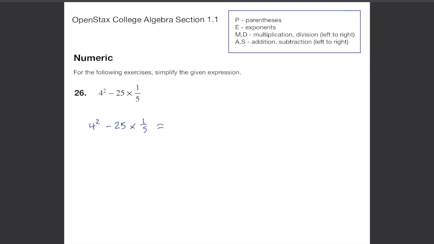And so we don't have any parentheses, but we do have an exponent, so we're going to do the exponent first. And so 4 squared is 4 times 4, or 16. And then we have minus 25 and times 1/5. So we'll make a note, exponents first.